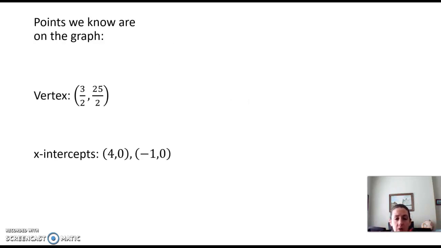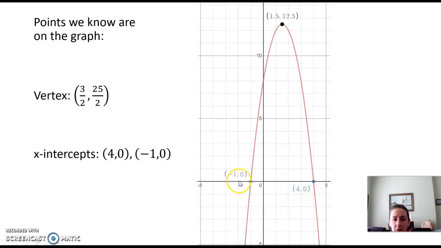So because we know those are on there, we can graph those points and then connect them with that frowny face parabola. So here's that -1, 0, 4, 0, and that vertex 3/2, 25/2. And then you can go ahead and just graph that frowny face parabola going right through those 3 points, knowing that this maximum value here, this is the turning point where your function goes from increasing to decreasing.